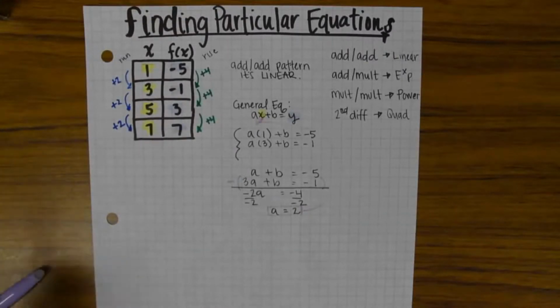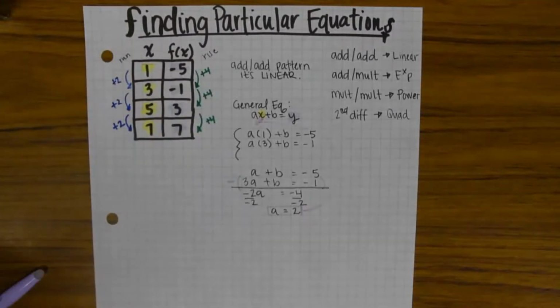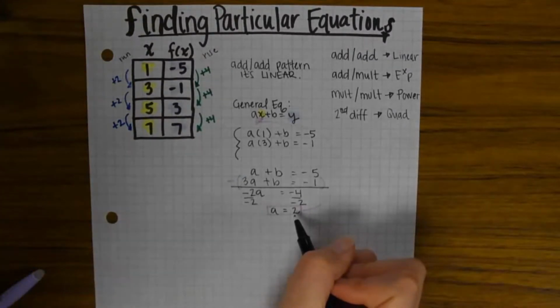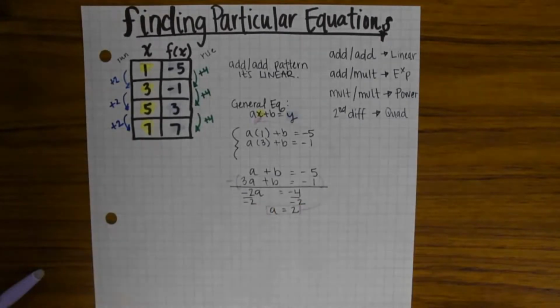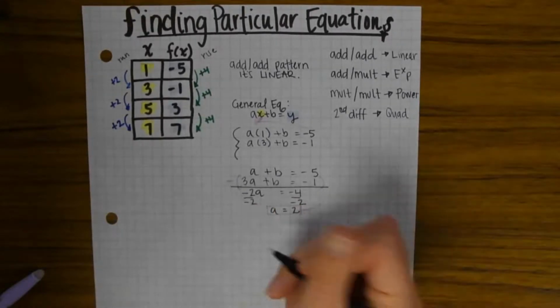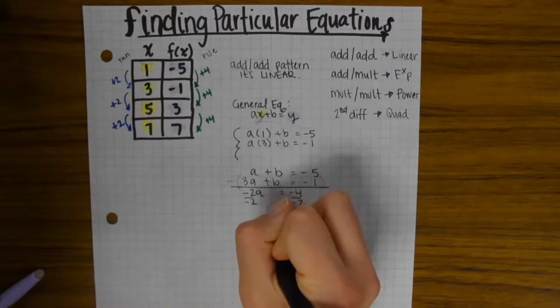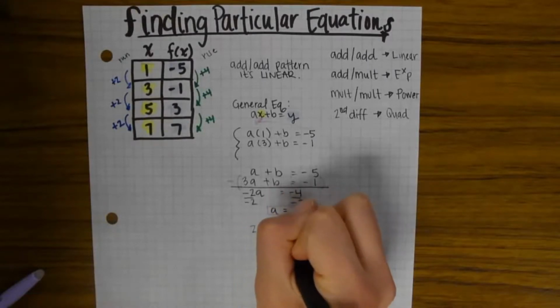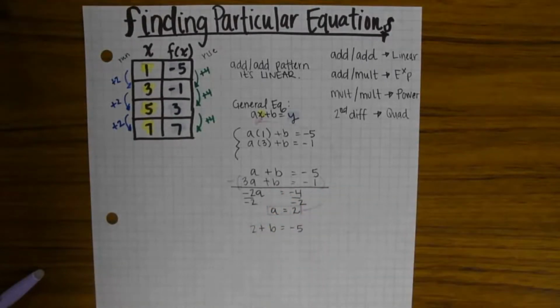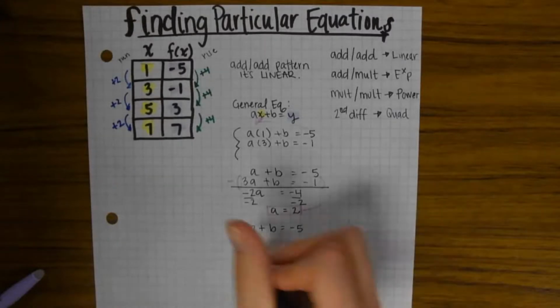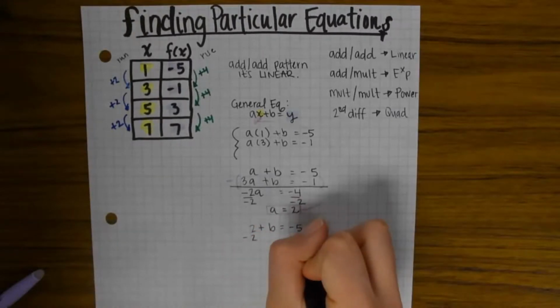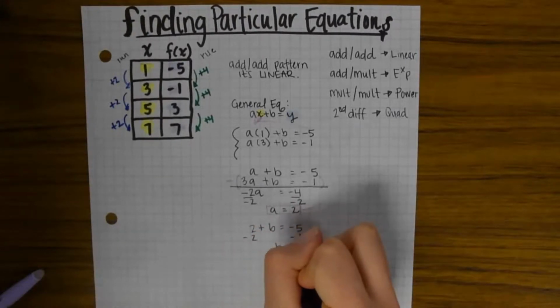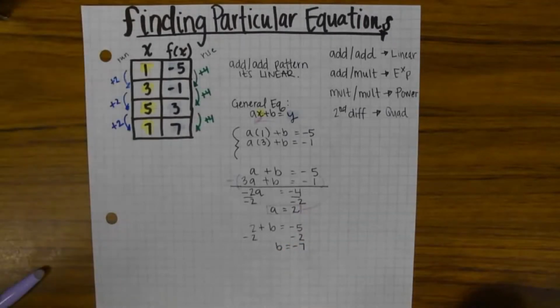Now, let's solve for b. Well, how can we do that? We will take this a value and plug it into either equation. Doesn't matter which one. I'm just going to plug it into the first one. 2 plus b equals -5. How do I get b by itself? I subtract 2. b equals -7.